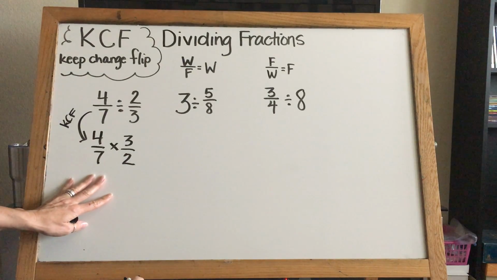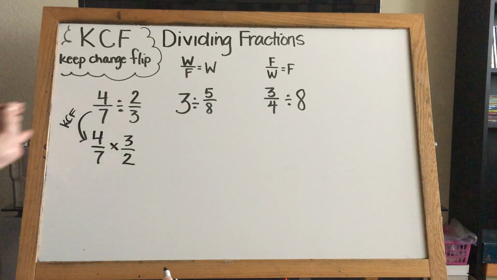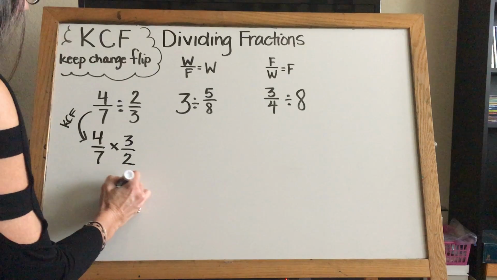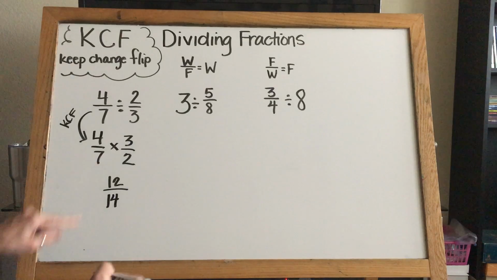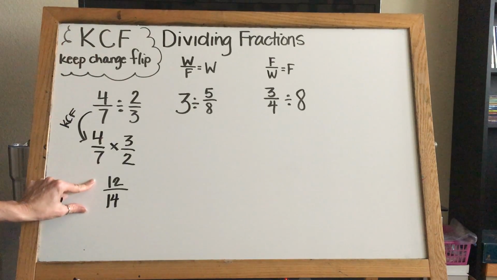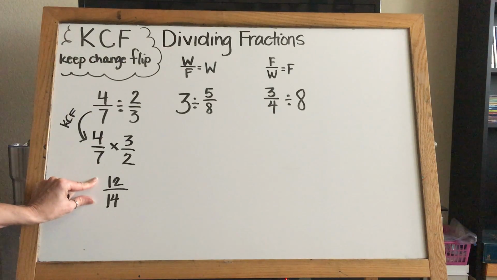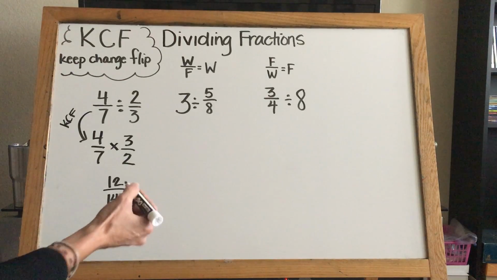Once you have it set up as multiplication, this is easy. This is just what we've done the whole time. You're just going to multiply straight across. So you've got 4 times 3 is 12. You have 7 times 2 is 14. And just like always, we have to look at what we have. Can we reduce this? Well, we're looking at 2 even numbers, guys, so we know for sure we have 2 as a common factor.